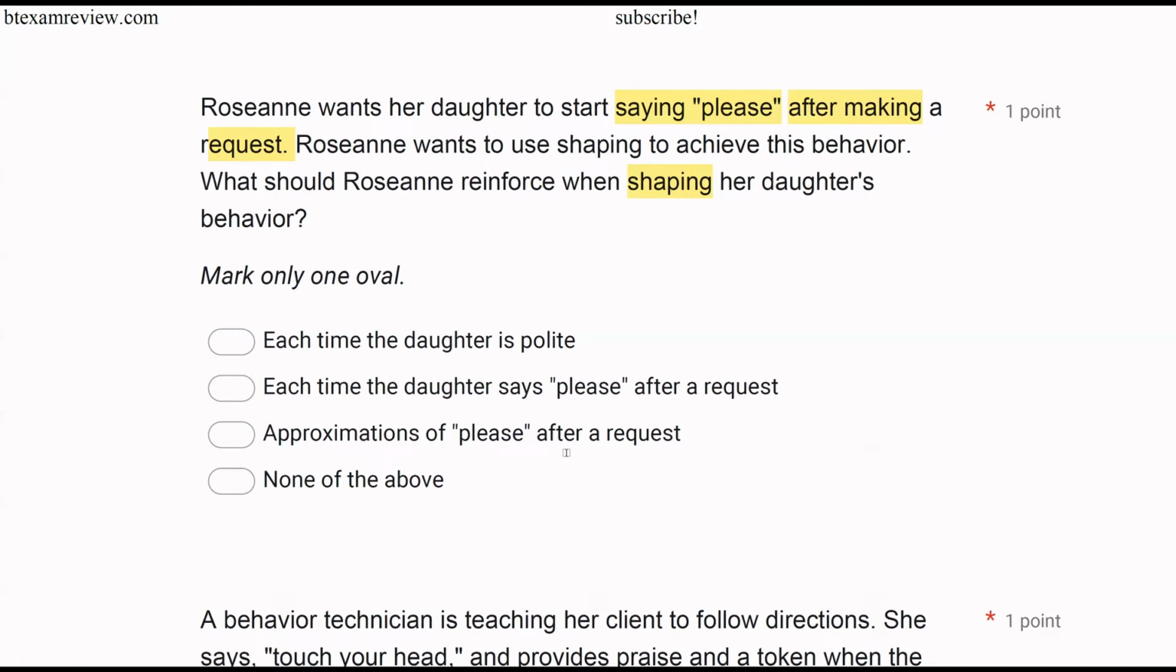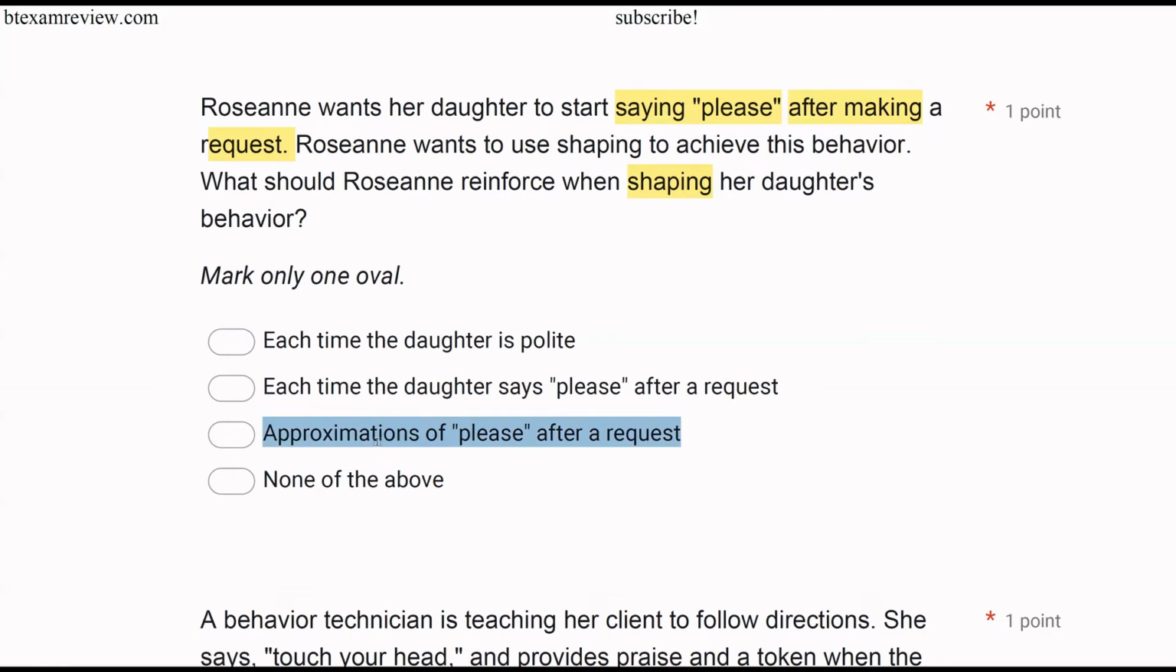Good. Let's say Roseanne's daughter says, I want cookie, huh, and makes just a noise, or a play. She's making noises that are closer to please. That is shaping. Those are approximations. You're looking for approximations that are getting you closer to your goal behavior.